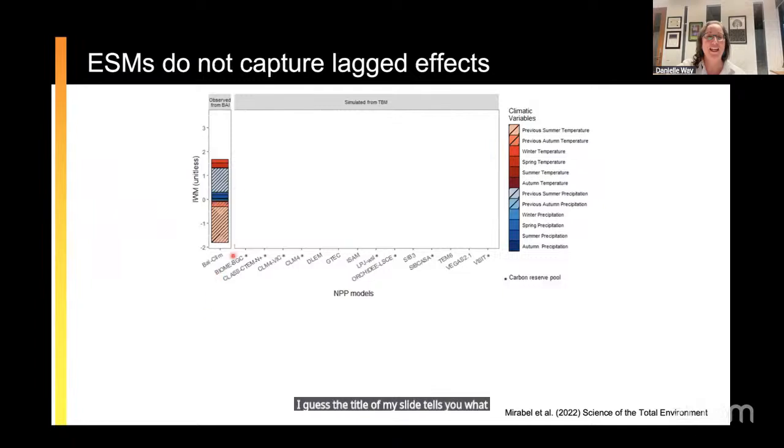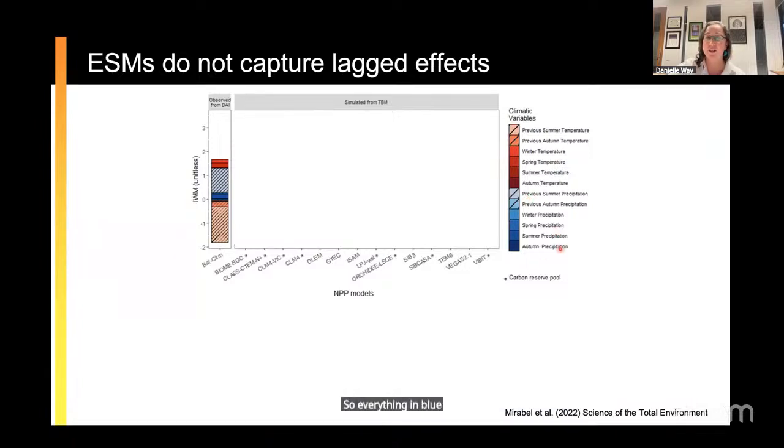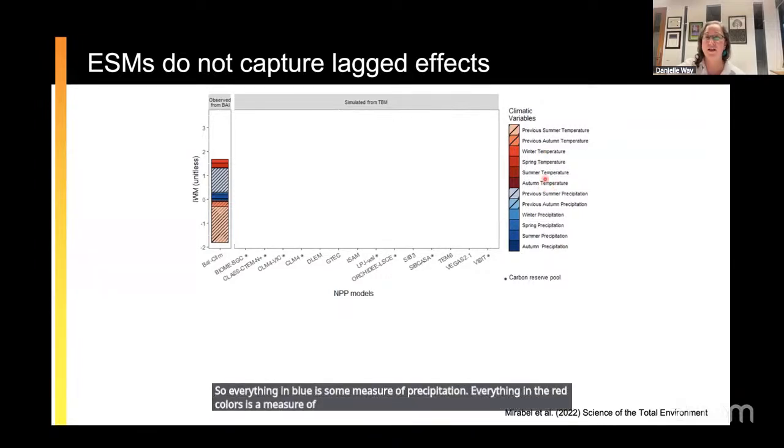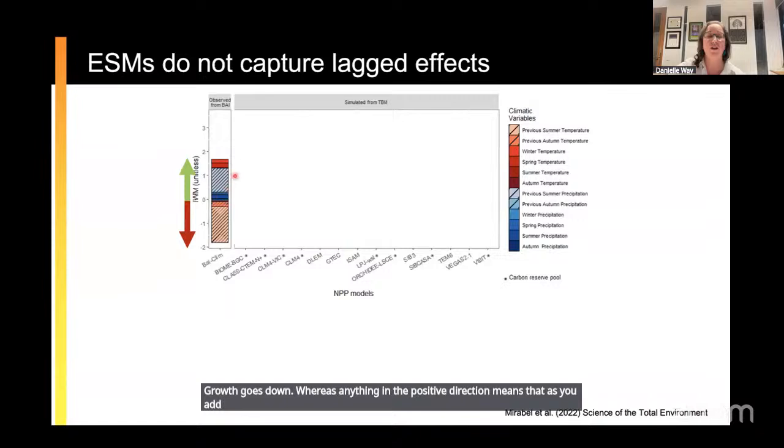But here we have the data that I've just been discussing with you, where this is really an indication of the growth effect of these different climatic variables. So everything in blue is some measure of precipitation. Everything in the red colors is a measure of temperature, both for this year and for the previous summer and autumn. And basically anything that's negative means that as this temperature goes up, growth goes down. Whereas anything in the positive direction means that as you add more precipitation, you get more growth.